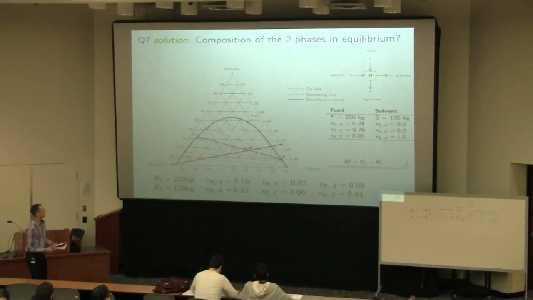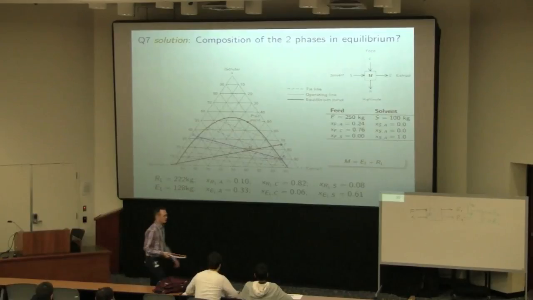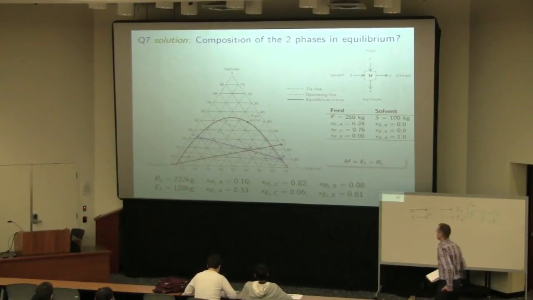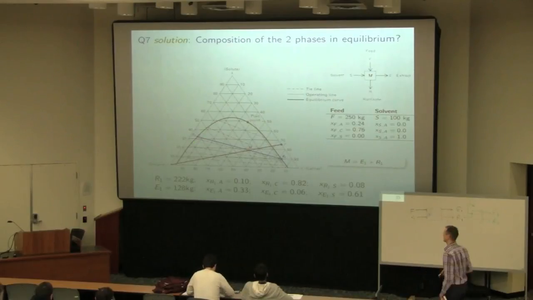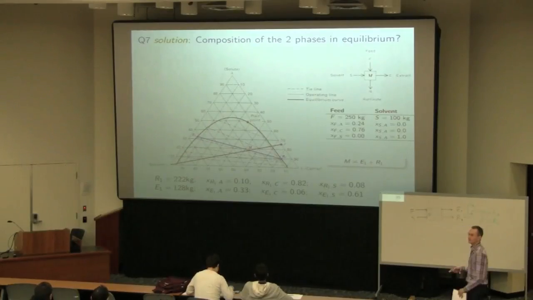So here's the construction then to figure it out. We've got our mixture point M, and we're going to equilibrate along that line. And I've interpolated close to the tie line that's nearby. And we get our extract over here. Our extract contains a higher concentration of solute. So this time around on the diagram, this is my extract envelope, and this is my raffinate envelope.